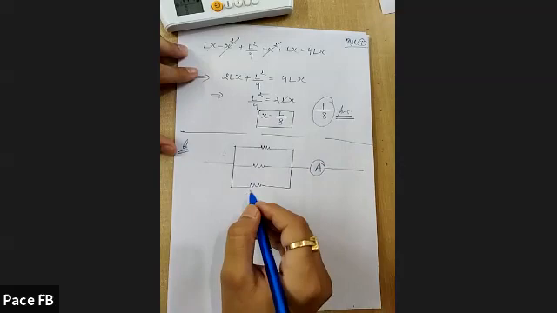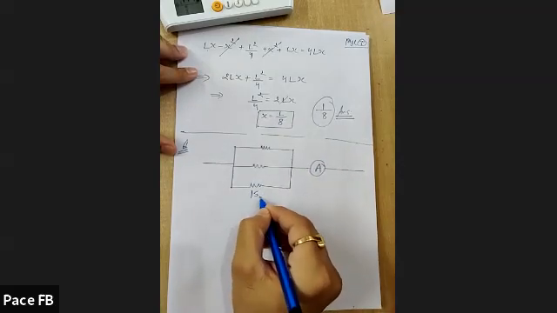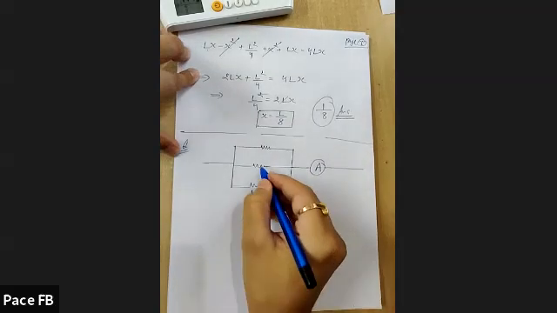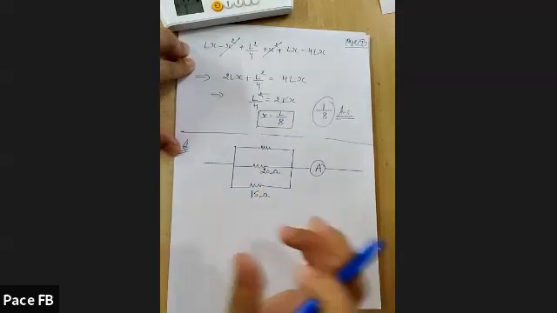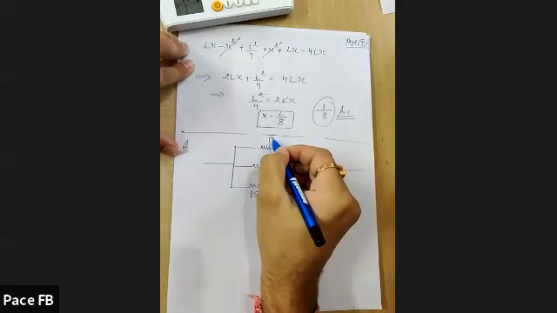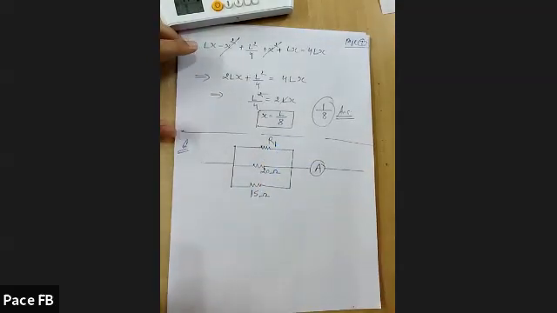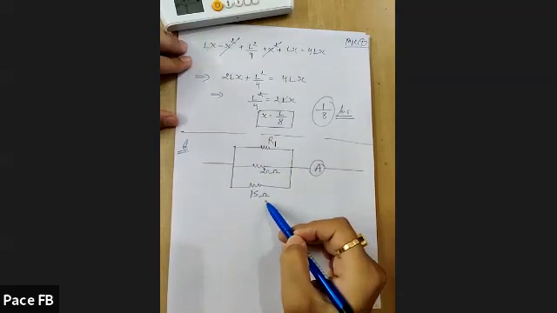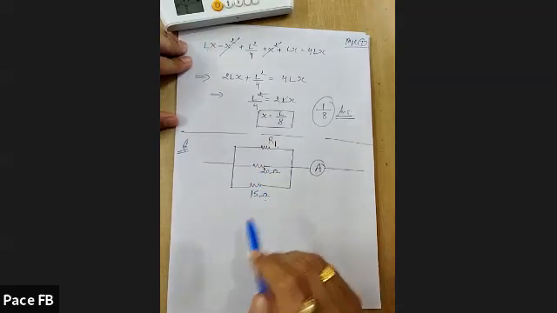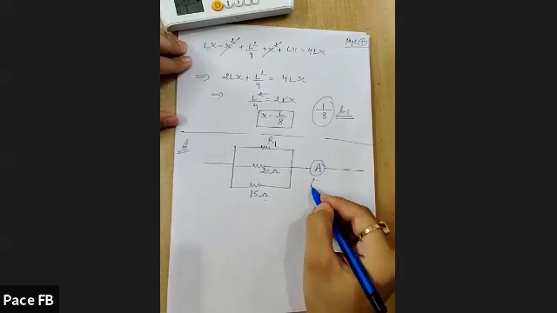Okay. So the next question is, there are 3 resistors as shown in the figure. So a part of a circuit is shown in the figure, not the whole circuit. Only a part of the circuit is shown. So there are 3 resistors, R1, 20 ohm, 15 ohm, connected as shown in the figure. And there is one ammeter.